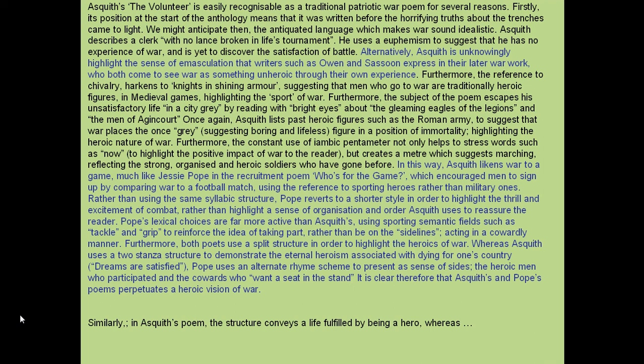Rather than using the same syllabic structure, Pope reverts to a shorter style in order to highlight the thrill and excitement of combat rather than highlight a sense of organisation and order, which Asquith used to reassure the reader. Pope's lexical choices are far more active than Asquith's, using sporting semantic fields such as "tackle" and "grip" to reinforce the idea of taking part, rather than being on the sidelines acting in a cowardly manner. Furthermore, both poets split the structure in order to highlight the heroics of war, whereas Asquith uses the two stanza structure to demonstrate eternal heroism associated with dying for one's country, Pope uses an alternate rhyme scheme to present the sense of sides: the heroic men who participated and the cowards who want a seat in the stand. It is clear, therefore, that Asquith and Pope's poems perpetuate the heroic vision of war.